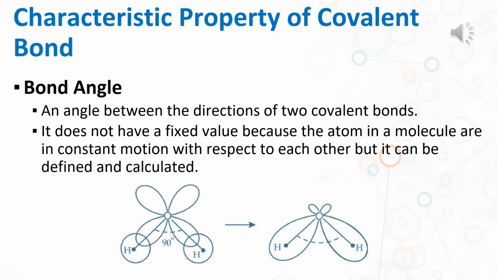Next, still under the characteristic property of covalent bond, we have the bond angle. Bond angle is defined as the angle that is formed between two covalent bonds that share a common atom. Although atoms are constantly moving, an average bond angle can be determined. So how can you determine the measurement of the angle? We have different experimental techniques such as X-ray crystallography, electron diffraction, and spectroscopy. Okay, so kindly take note of that.